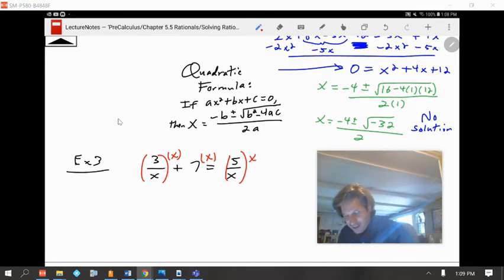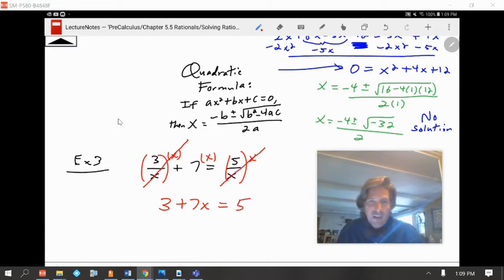So notice the magic that happens now: the x over x cancels out. In the first term, you just have 3. Plus, the middle term, you have 7 times x, which is 7x. And then the last term is 5 times x divided by x. Those x's cancel out, and you just get 5, because 5x over x is just 5. 3x over x is just 3.